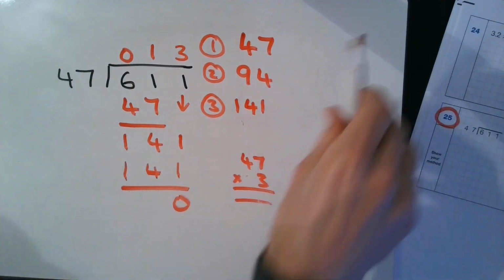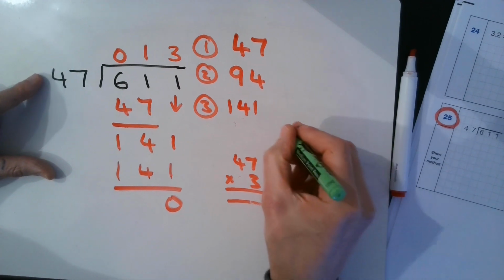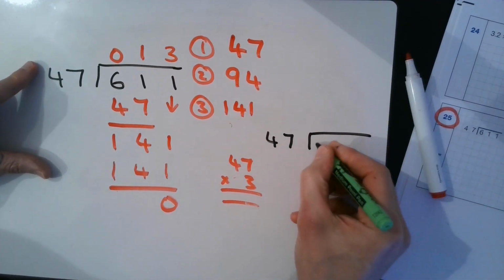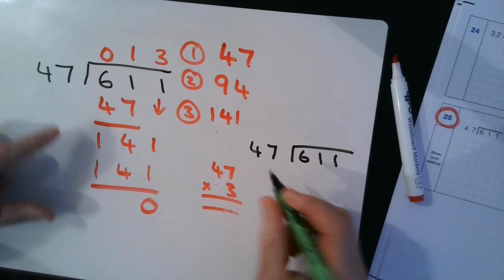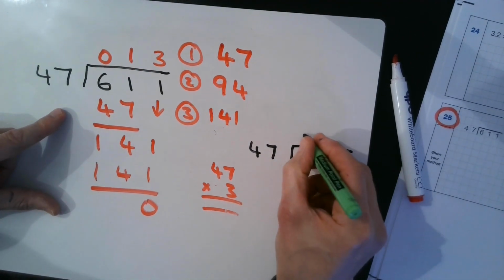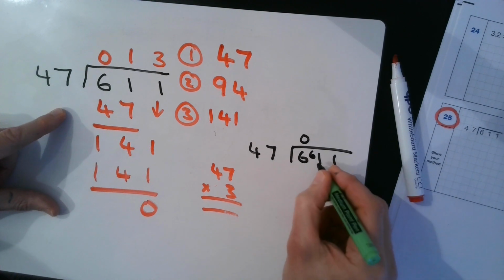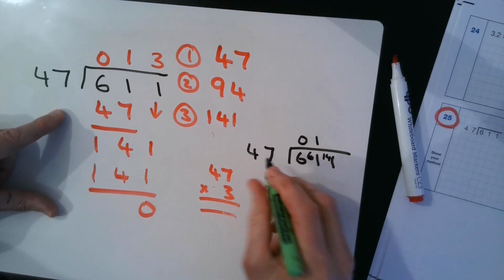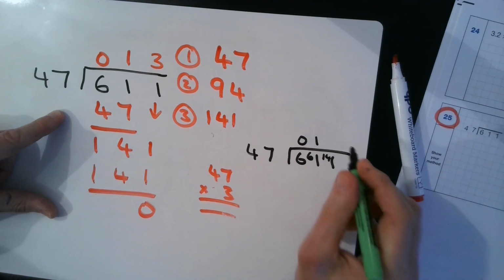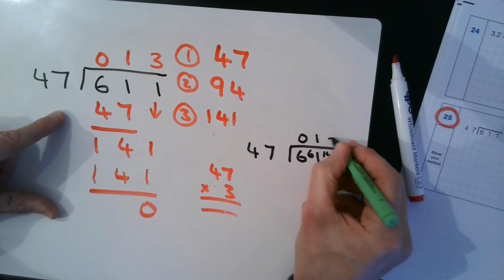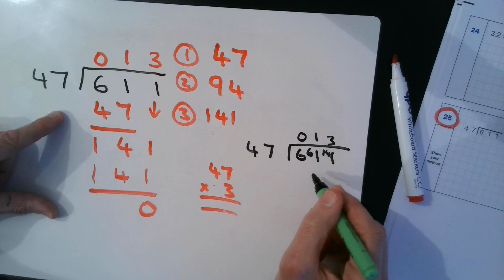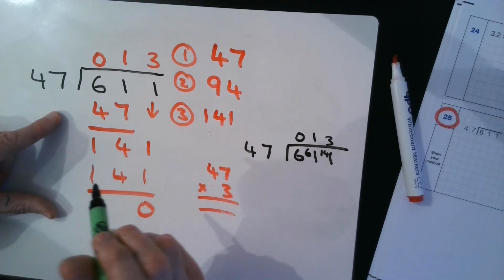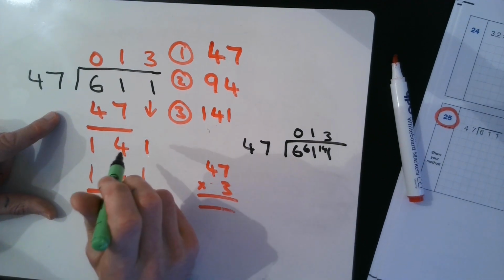I actually prefer the other method. I'll squeeze it in down here. So how many 47s in 611? So how many 47s in 6? 0, remainder 6. How many 47s in 61? 1, remainder 14. How many 47s in 141? 1, 2, 3.